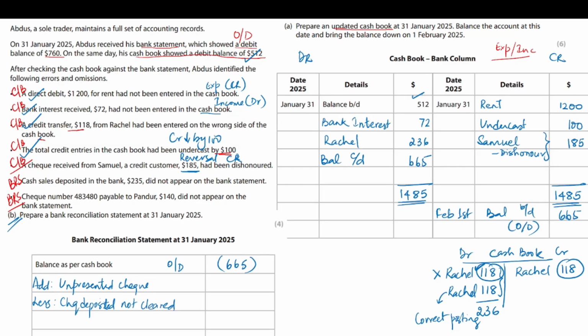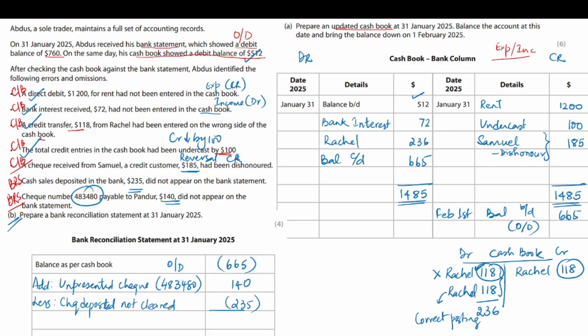So what is the unpresented check here? The check payable to Pandurang did not appear in the bank statement. So the business paid Pandurang, but it did not show in the bank statement. So this is the one unpresented check. You can write check number 4. If you want to write a reference, you can write 140. And then check deposited not cleared is 235. We less it.